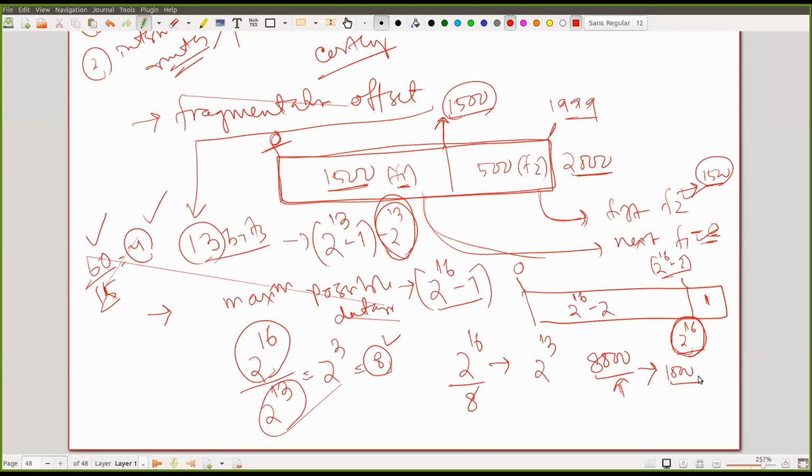And that's why the offset has to always be a multiple of 4. Sorry, a multiple of 8. Just as the header length should always be a multiple of 4, similarly the offset value must always be a multiple of 8.